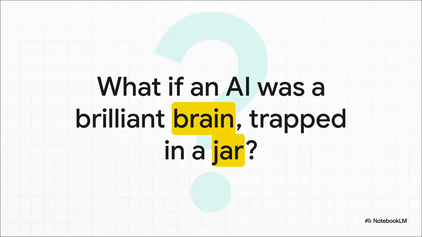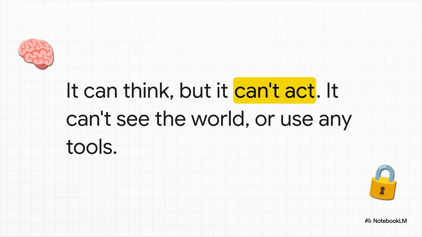To really get this, I want you to picture something for me. Imagine a large language model, like a GPT-4, as this brilliant, super intelligent brain. But it's stuck inside a jar. It's totally cut off from everything. So, this brain, it knows a ton of stuff, right? But it can't actually do anything with that knowledge.